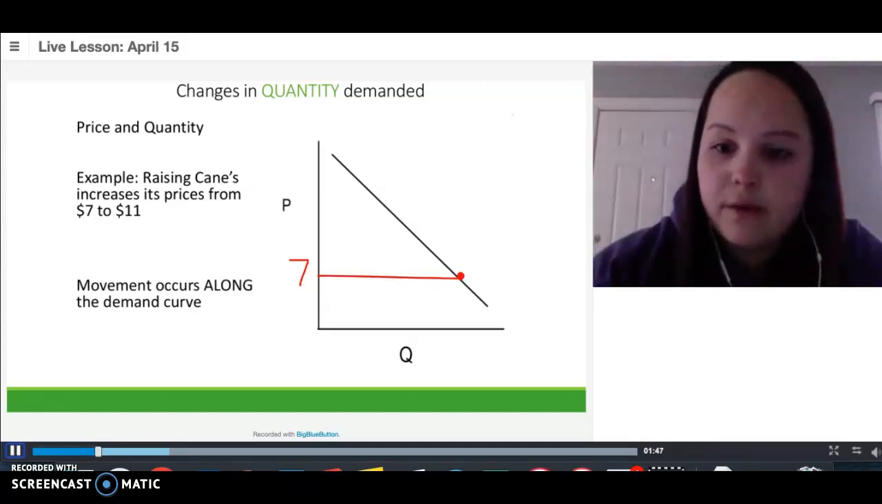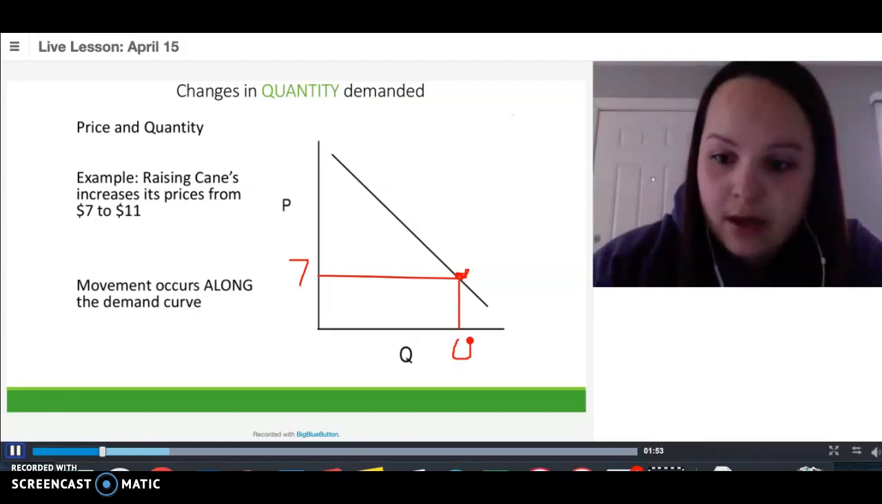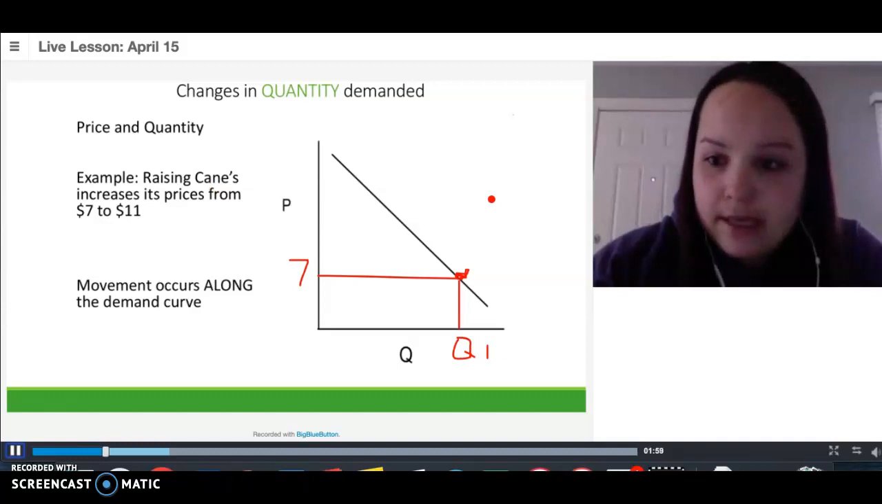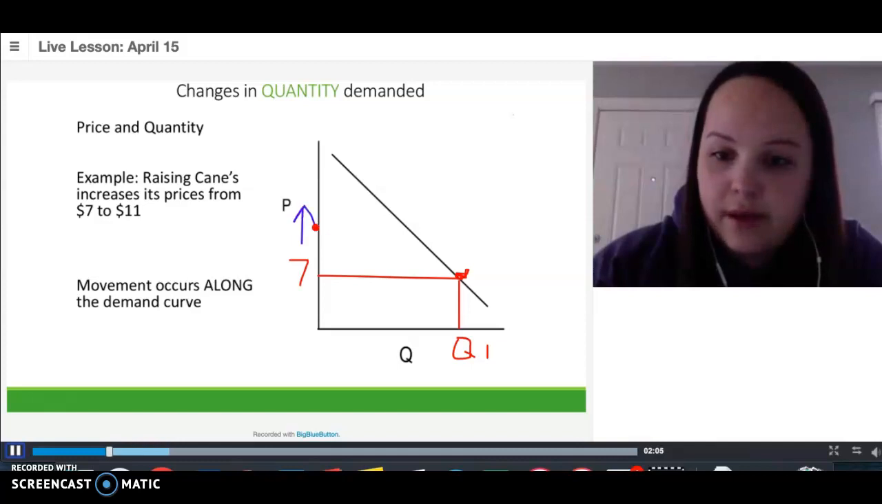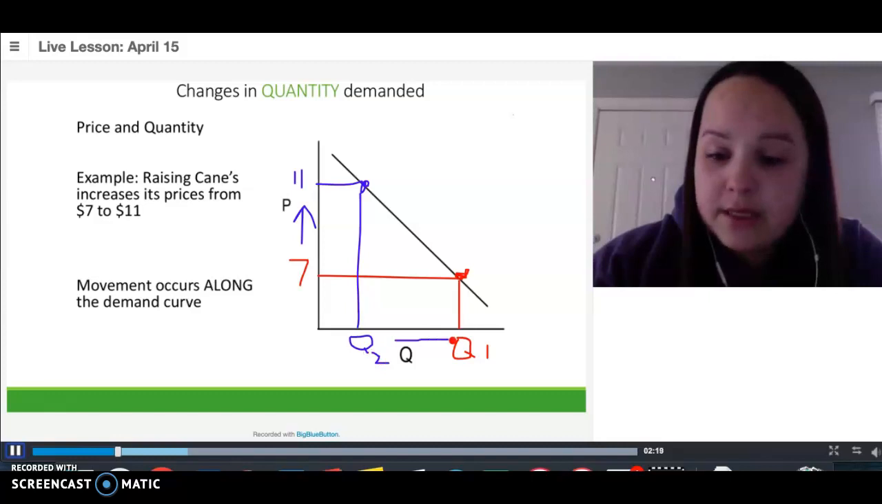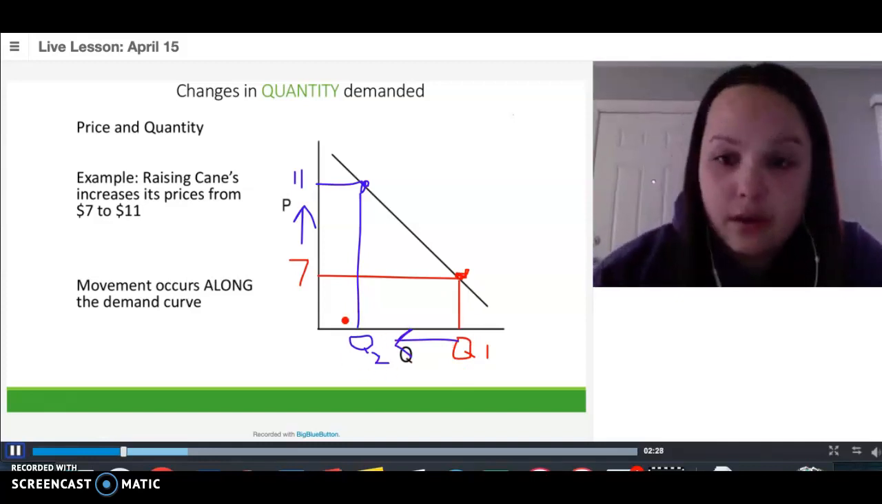Then we follow that over to the demand curve, draw a little dot here, and then follow that down to the quantity demanded. We're going to label that as Q1. However, now we see that Raising Cane's is increasing its prices, so we are going to draw an arrow then up to the $11 mark. You can see here, and then do the same thing. So follow it over to the demand curve, mark it, and then again down to the quantity demanded. So there, that's where we find the new quantity demanded. And as you can see, as the price increased, the quantity demanded decreased. It went from Q1 to Q2, so that showed the law of demand at play.